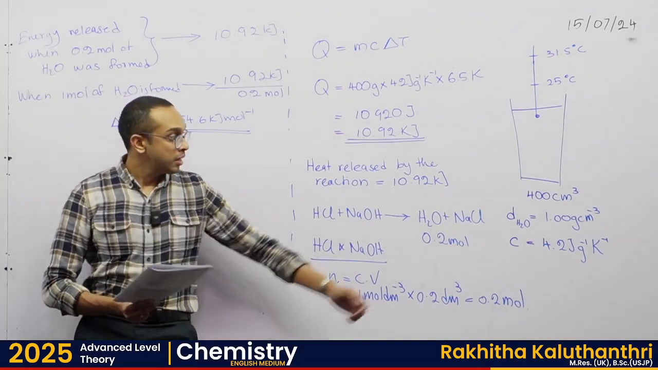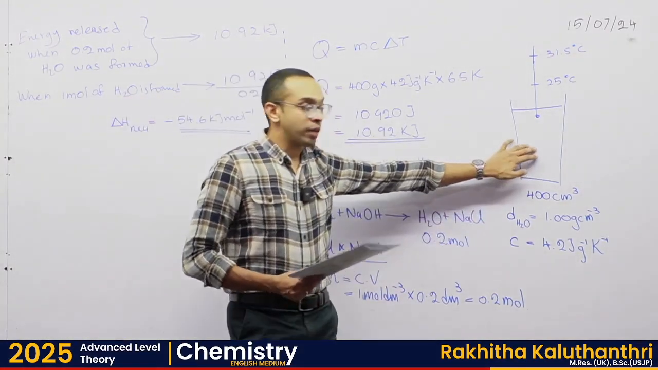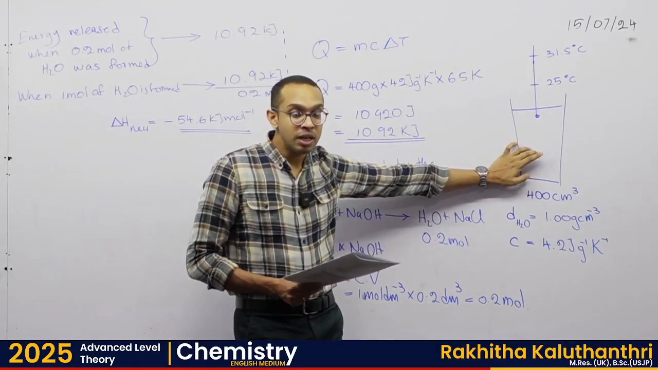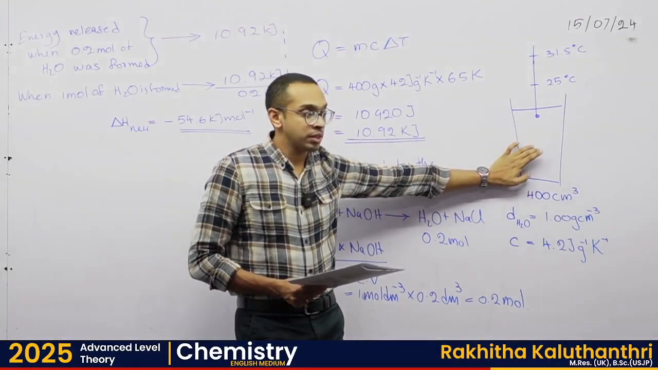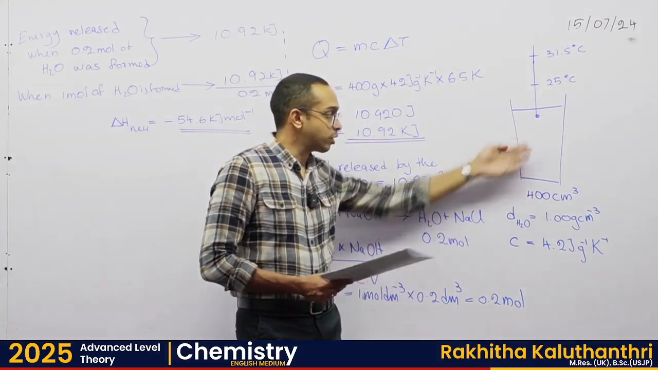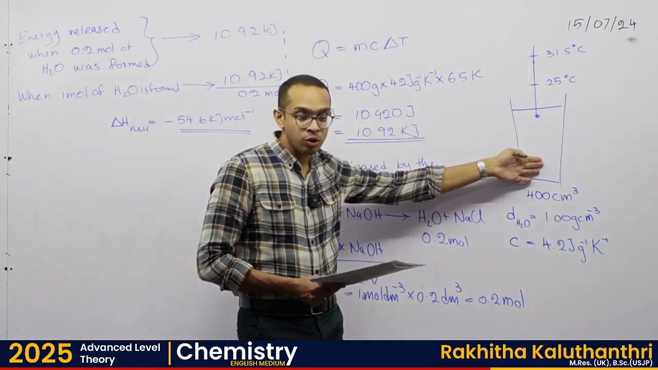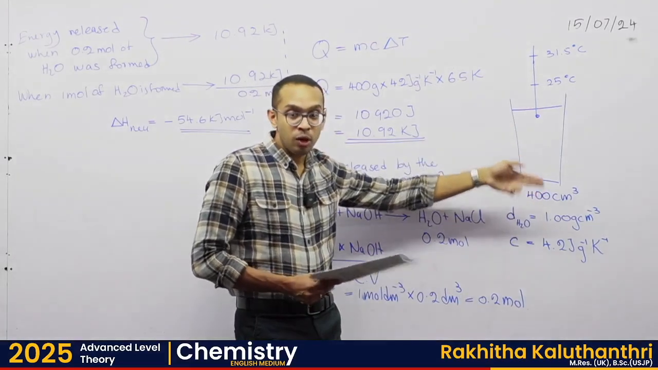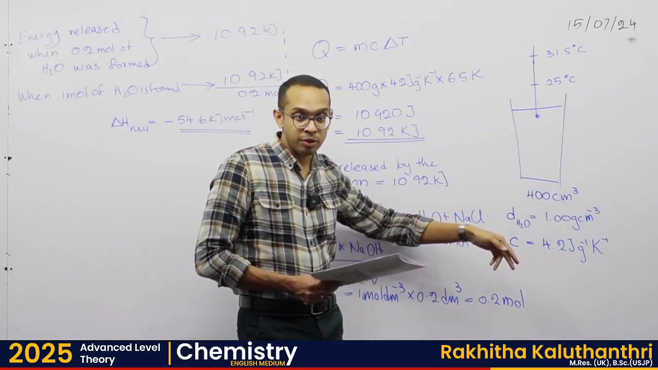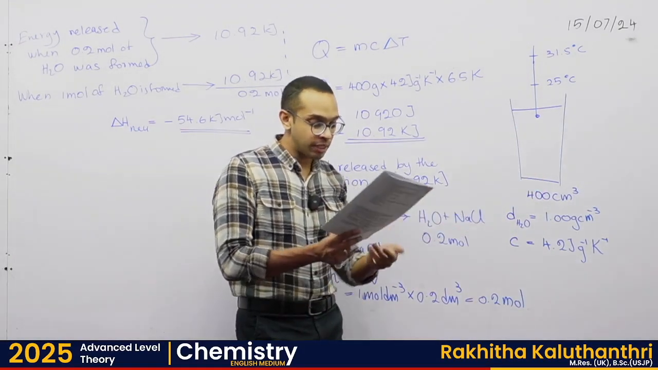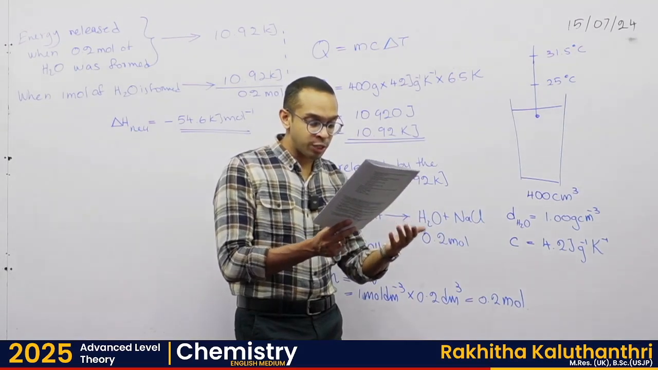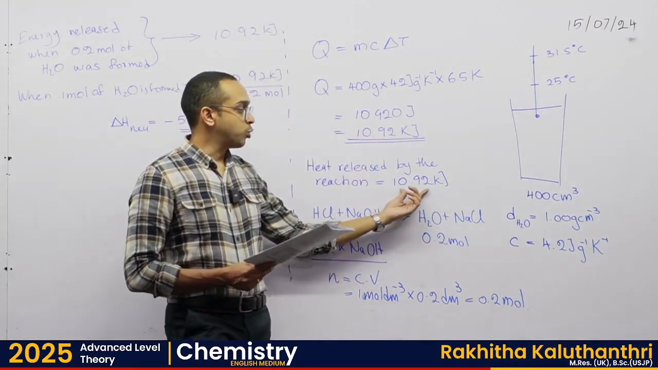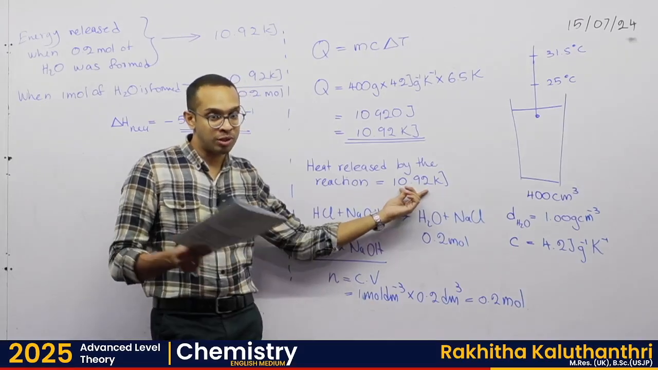Meaning what? Now there is twice the number of moles of reactants. Earlier, you had 1 mole per decimeter cube. Basically, we had only 0.2 moles of HCl and 0.2 moles of sodium hydroxide. But now, we have 0.4 moles of HCl, 0.4 moles of sodium hydroxide. So, they are asking you, explain what you would expect for the value of Q, giving reason. So, what would you expect for the value of Q? What could you say?